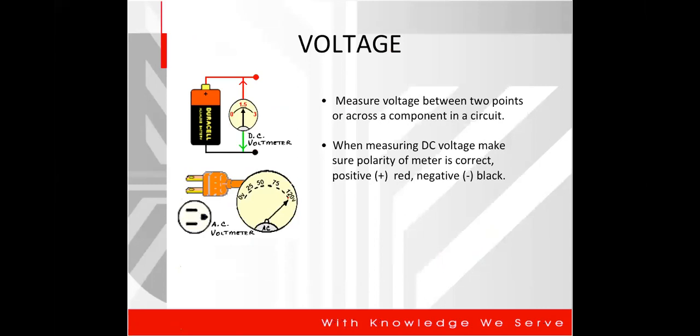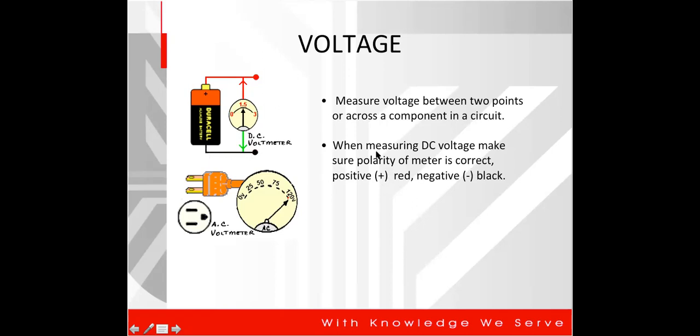Okay, how do we measure voltage? We measure voltage between two points or across a component in a circuit. When measuring a DC voltage, DC meaning direct current voltage, we have to make sure of the polarity of the meter. The voltmeter must have polarity, positive and negative. So we have to make sure that the positive terminal is connected to the positive of the battery, and the negative terminal is connected to the negative terminal of the battery.